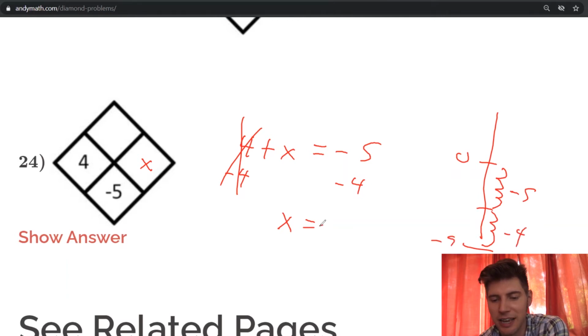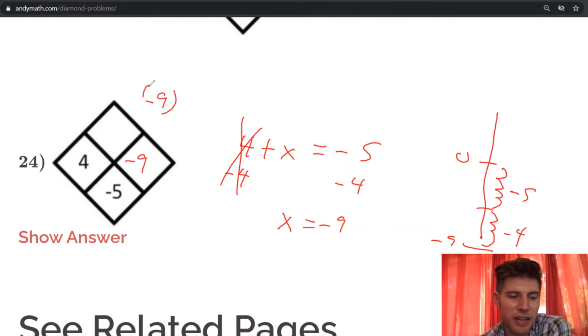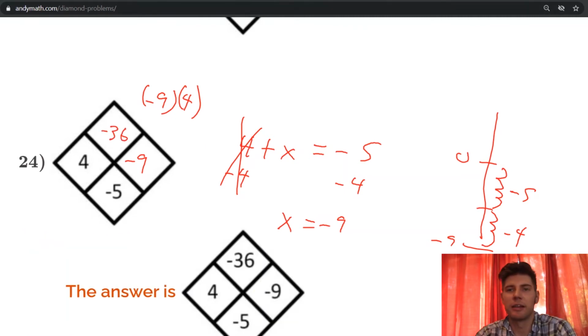So that's going to put us at negative 9. So this x right here is negative 9. And then now, what is negative 9 times 4? Well, 9 times 4 is 36, and since we have a negative in there when we're multiplying, it's negative 36. And that's the answer to this one. So now they're going to get even trickier.